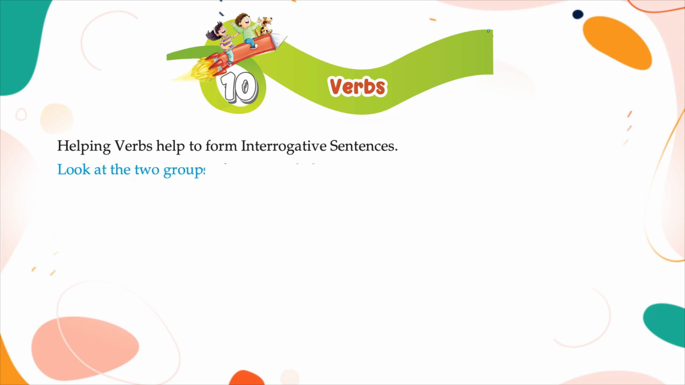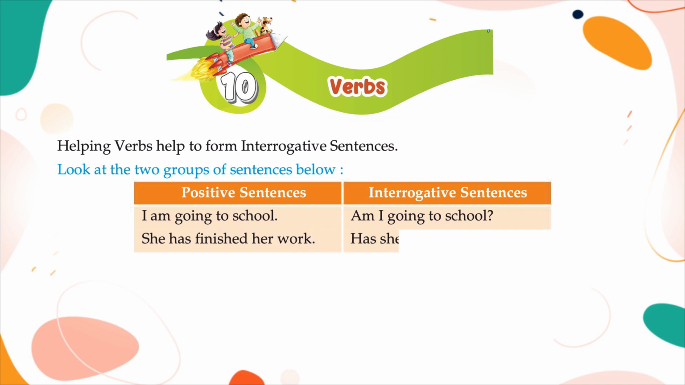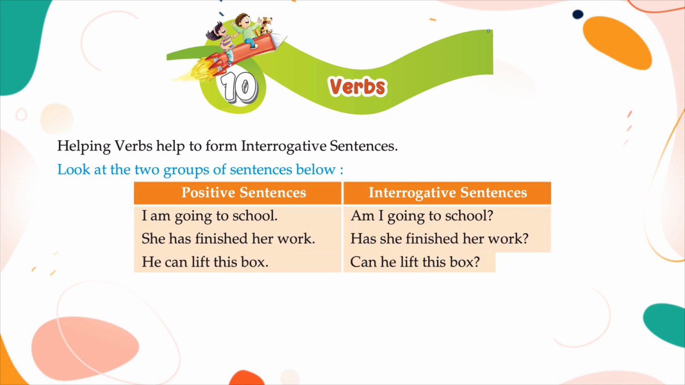Look at the two groups of sentences below. Positive sentences, interrogative sentences. I am going to school. Am I going to school? She has finished her work. Has she finished her work? He can lift this box. Can he lift this box? We must go now. Must we go now?